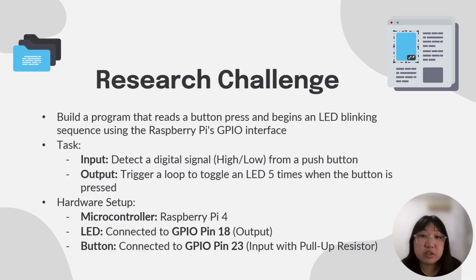For the research challenge, I've used a Raspberry Pi and built a small program that detects a button press and makes the LED blink 5 times. For the hardware setup, I have used GPIO pins, where one pin reads input from a push button and another pin outputs a signal to the LED. I have used one LED and one button, and of course the microcontroller, which is the Raspberry Pi 4.